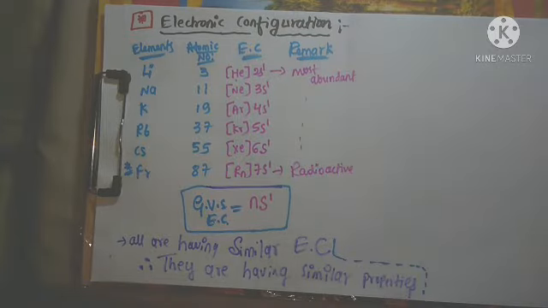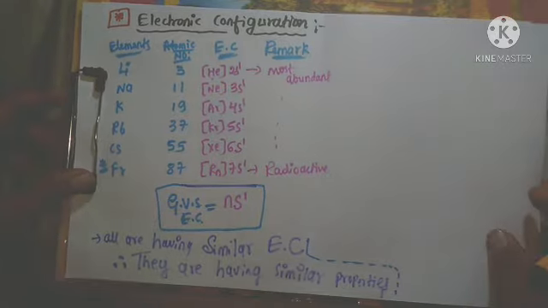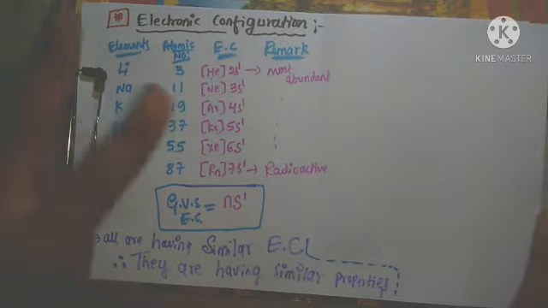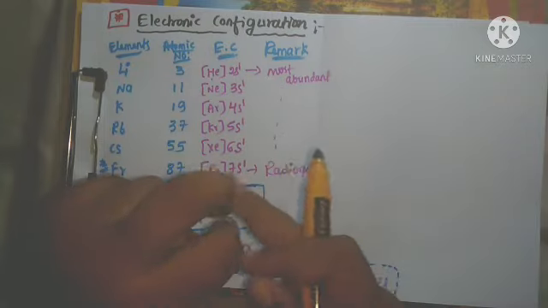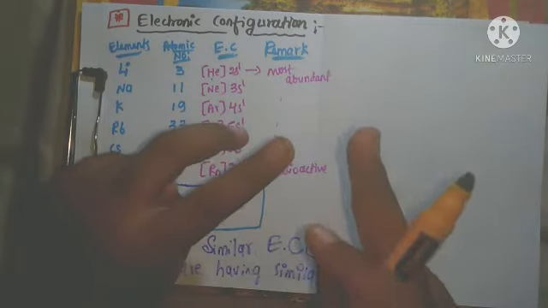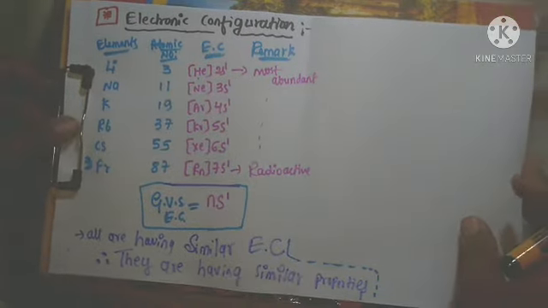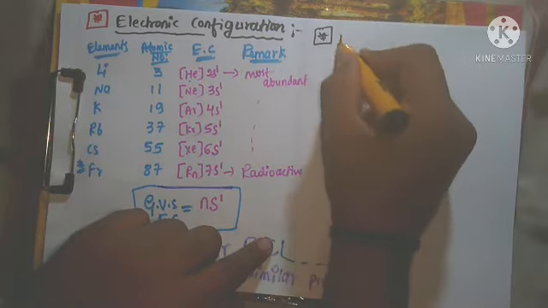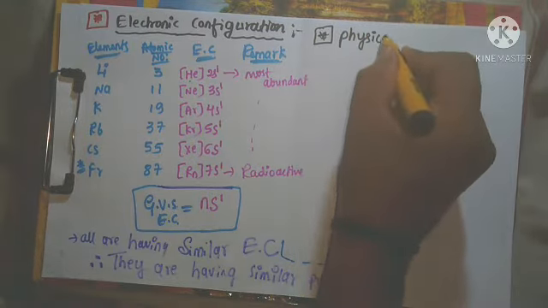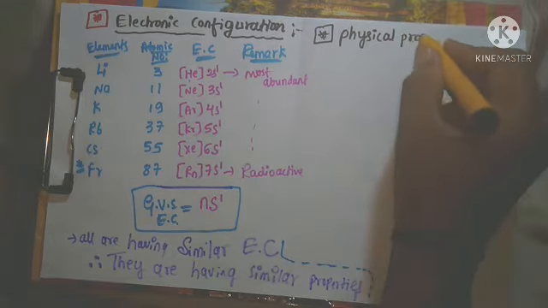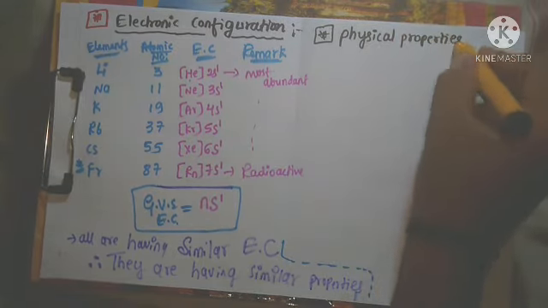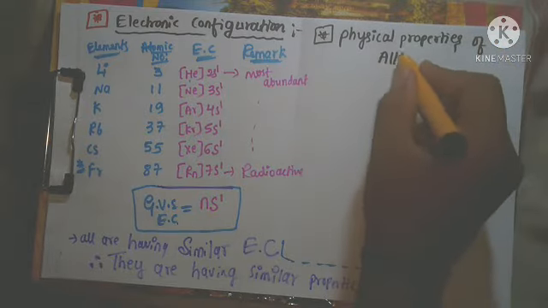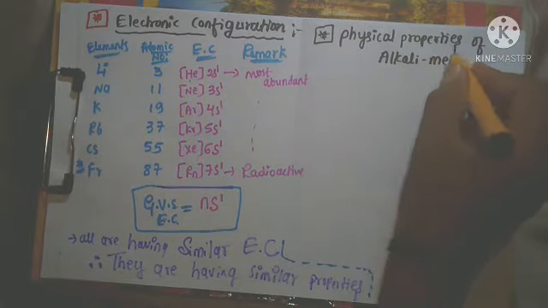Now next we will go for the physical properties of alkali metals. We have to discuss the properties of group 1 elements or alkali metals. In that, two are there: physical properties of alkali metals and chemical properties of alkali metals. We will discuss one by one. First we will discuss physical properties of alkali metals.